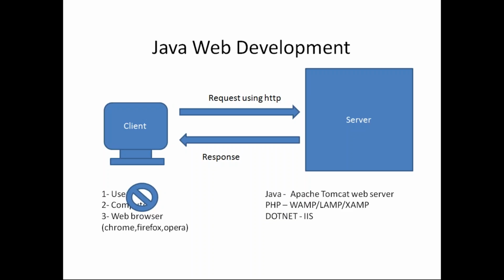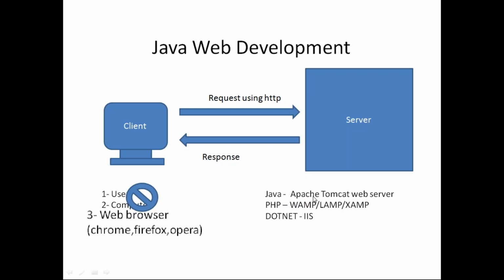In Java, we generally use the Apache Tomcat server, and in the case of PHP, WAMP, LAMP, and XAMPP servers are used. WAMP stands for Windows Apache MySQL PHP, LAMP for Linux Apache MySQL PHP, and XAMPP for cross-platform Apache MySQL PHP. These are the three most popular servers used in PHP web development. In the case of .NET, the IIS server is used, Internet Information Services. Since we are learning Java, we will deal with the Apache Tomcat server.